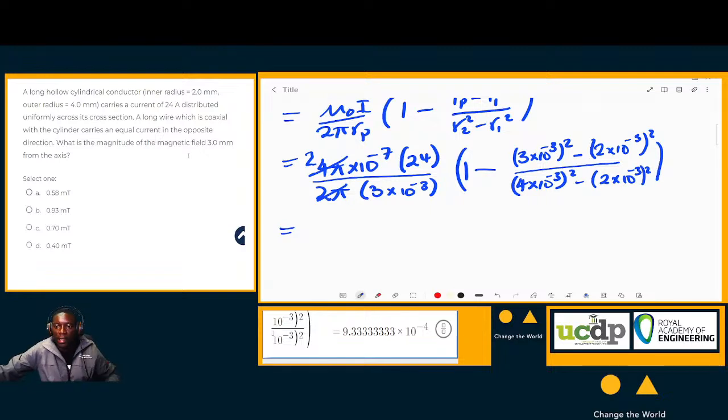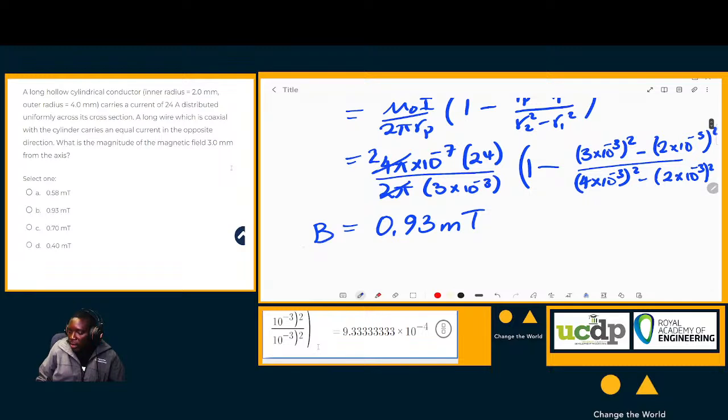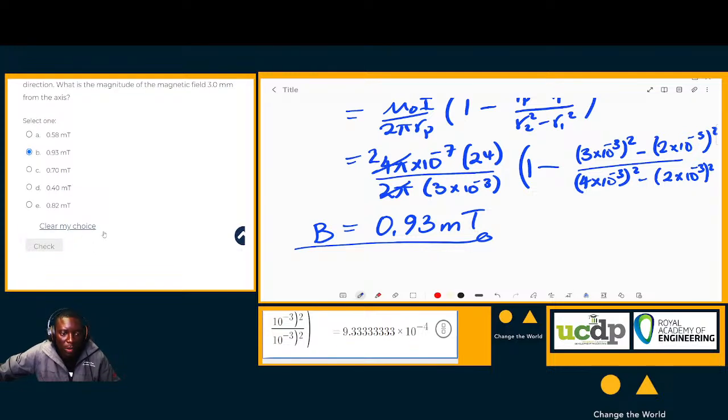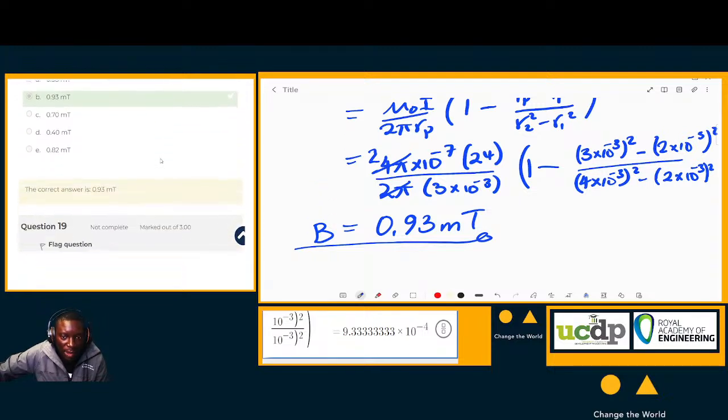So this is 0.93 milli. 0.93 milli, yes. So it gives us 0.93 milli Tesla. So B is that amount. So we do have 0.93. I see that on B. 0.93 millitesla. So that's the two fields adding up. We've got two fields superposing, one due to the hollow cylindrical conductor and the current carried in one direction versus the one from the wire with the current in the opposite direction.